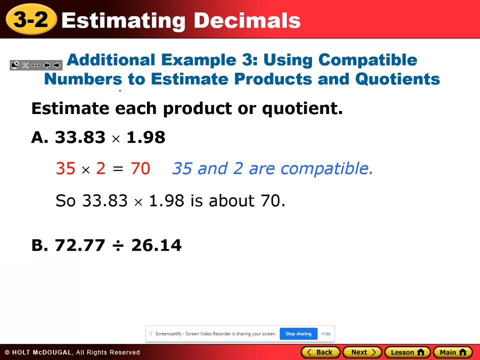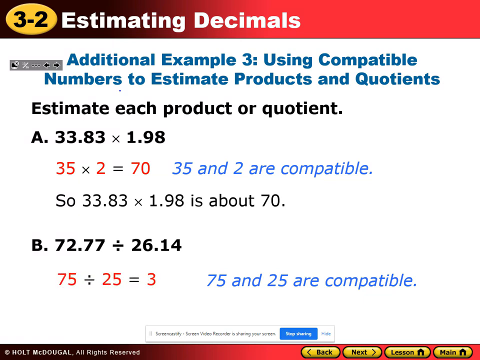All right, this is pretty close to 25. And that tells me that I need this to be 75, because I know 25 and 75 are compatible, and we get an answer of 3. So my answer should be around 3 if I do this division, 72.77 divided by 26.14. Let's see what the computer did.